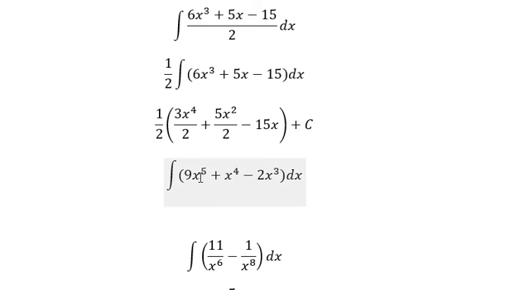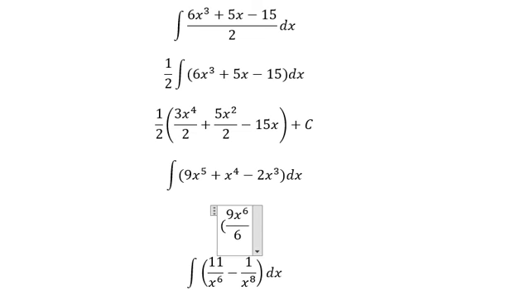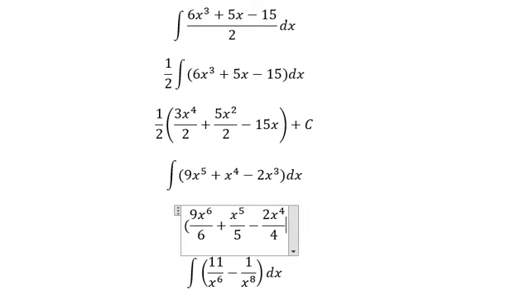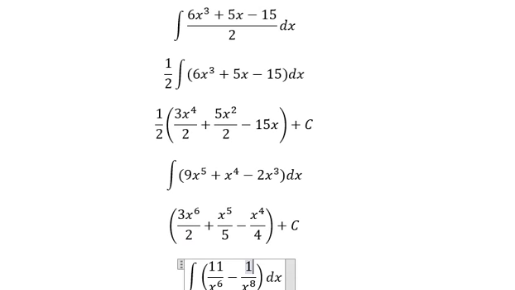Now we do similar for the next one. You got about 9x to the power of 6 over 6 plus x to the power of 5 over 5 minus 2x to the power of 4 over 4. And we put about c in here. 9 divided by 6, so you got about 3 over 2. 2 simplify with number 4, you got about x to the power of 4 over 2.